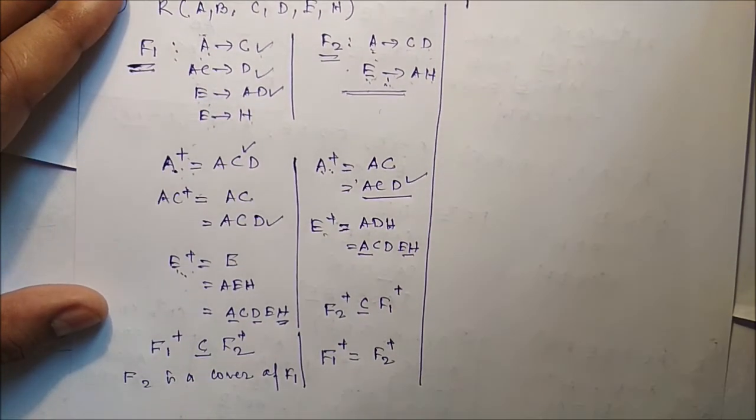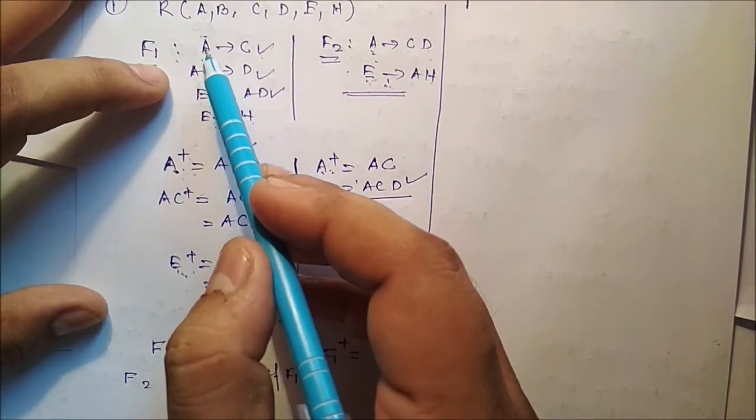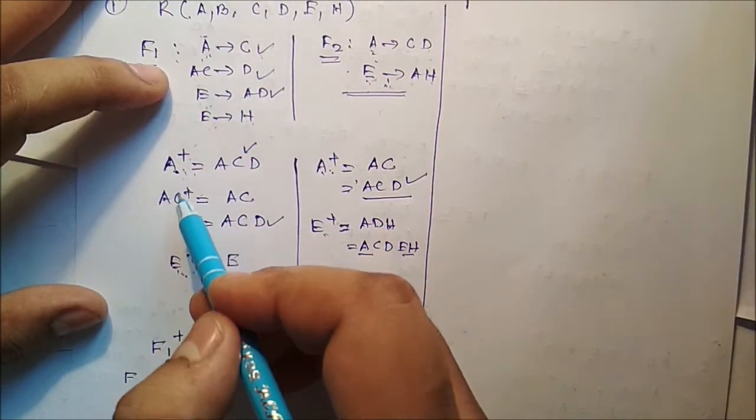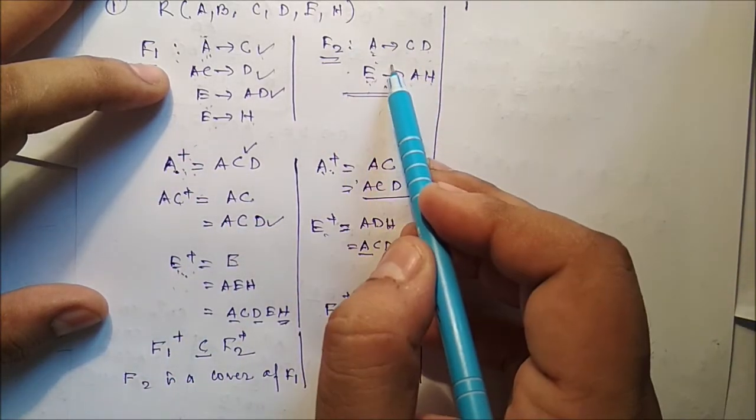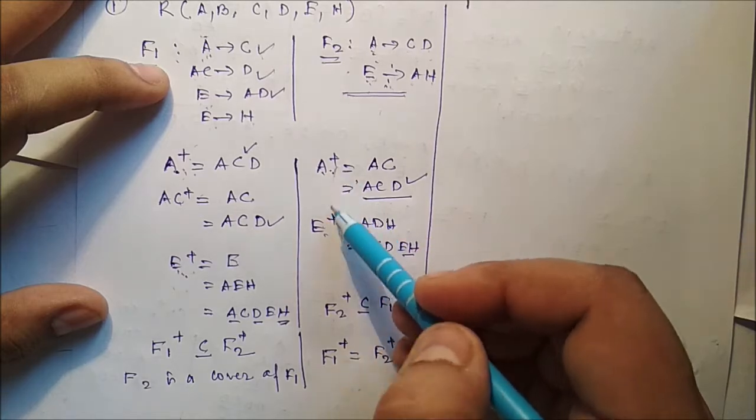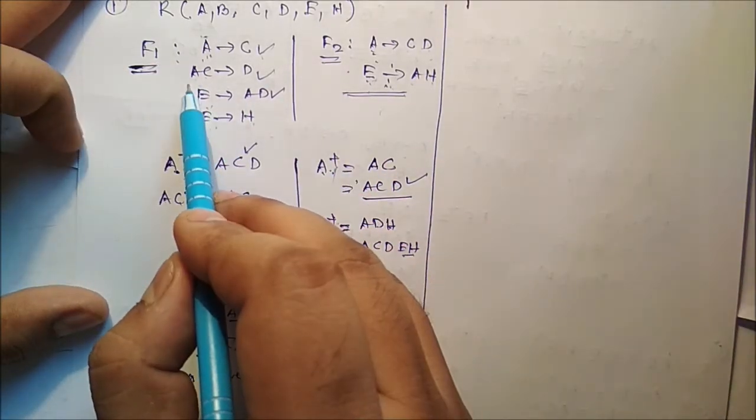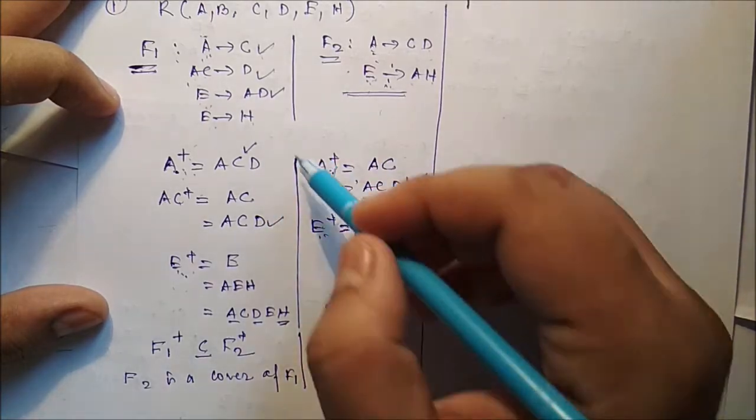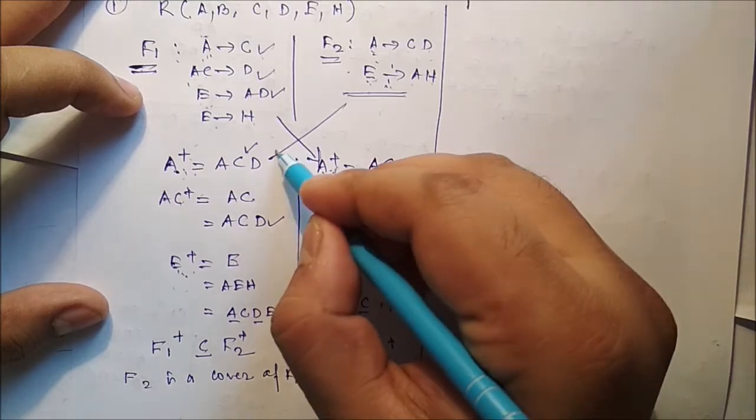Are you getting this one? So these two sets of FDs are given. Here for A, AC and E, we have to identify the closure using this right part. And for A and E, we have to identify the closure using the left part. So this one we can identify from this, and this part we can identify from this.